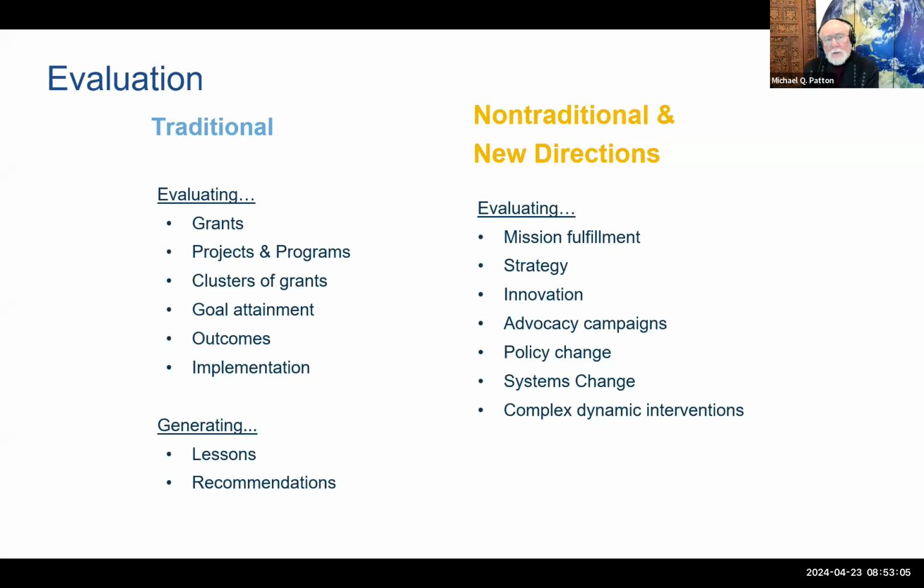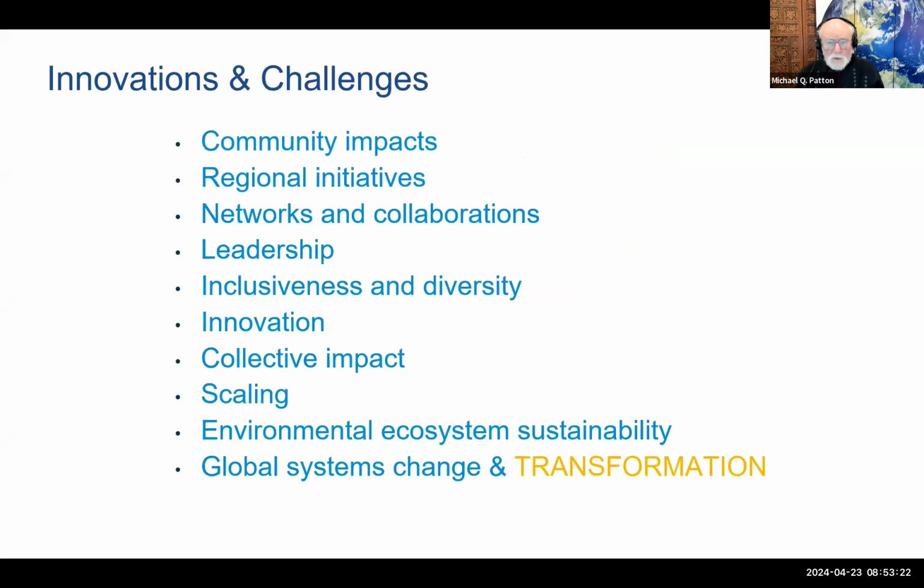But now, in this world of systems transformation, we're being asked to evaluate mission, strategy, innovation, advocacy campaigns, policy change, systems change, complex dynamic interventions, community impacts, regional initiatives, networks and collaborations, leadership, inclusiveness and diversity, innovation, collective impact, scaling, environmental ecosystem sustainability, global system change, and transformation. None of these things are projects.